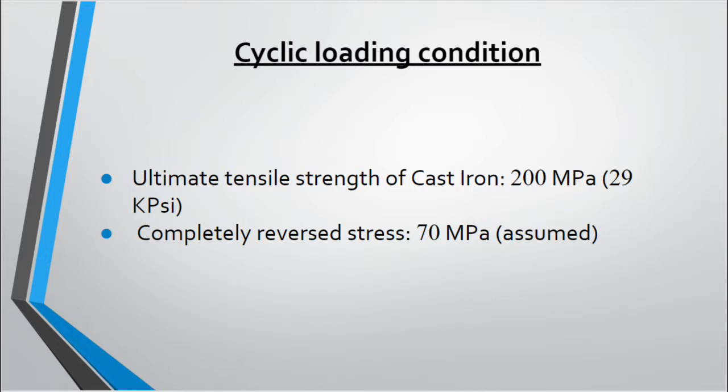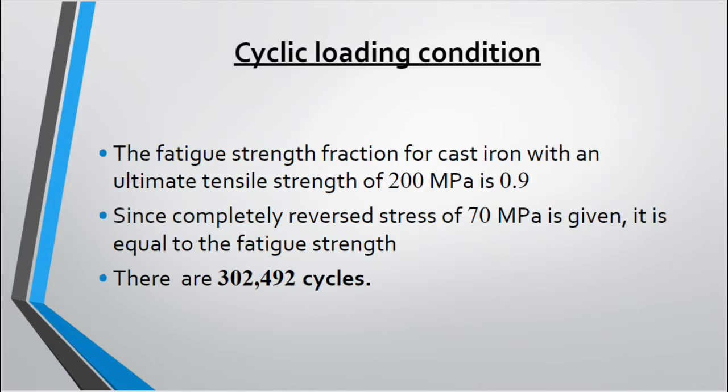Next is the cyclic loading condition. So the necessary information that we know to solve this problem is the ultimate tensile strength and the completely reversed stress of 70 megapascal. So for the analysis, we found out that the fatigue strength fraction for cast iron was 0.9, and since the completely reversed stress of 70 megapascal is given, it would be equal to the fatigue strength. And from this computation, there would be 302,492 cycles.